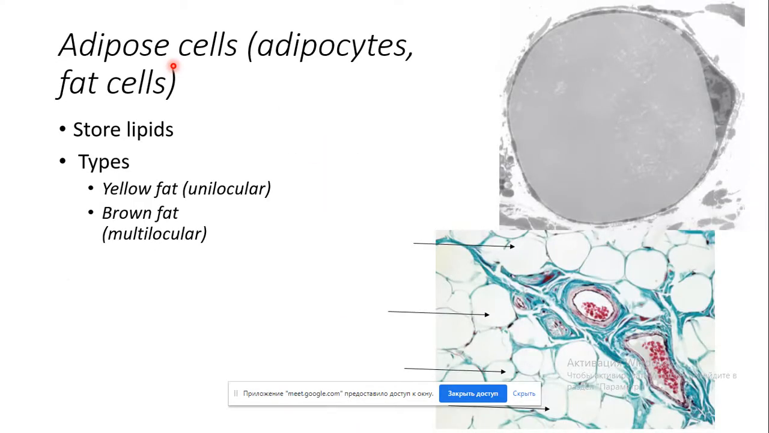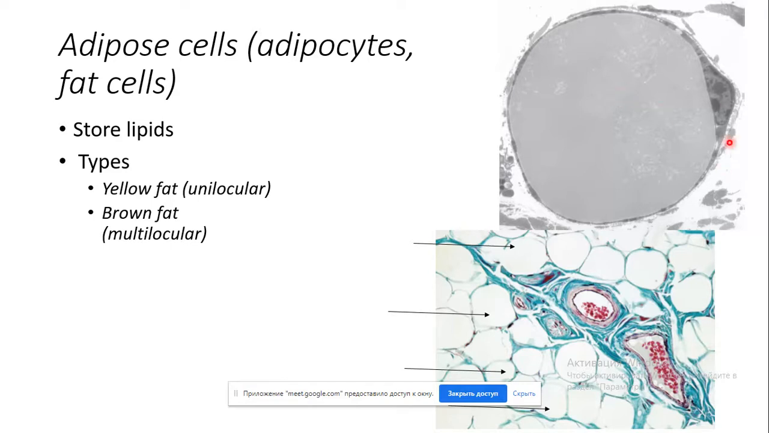Then let's talk about the resident cells of connective tissue. There are adipose cells, or fat cells. The adipose cell is present in the space between different organs, and it's also present under the skin, in the hypodermis.